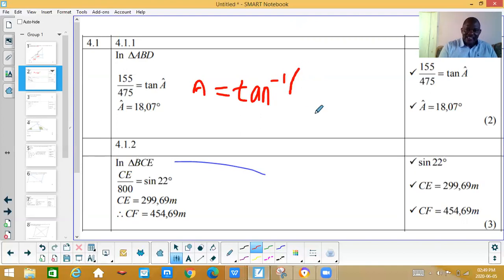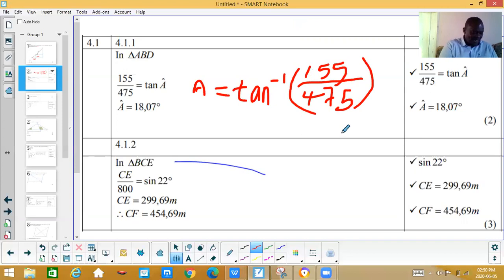So arctan of this number, 155 over 475. This will give you the angle that we want. This one will give us a number.